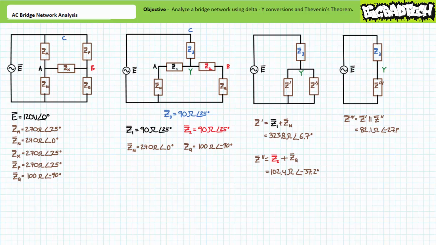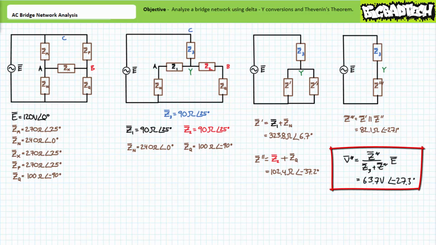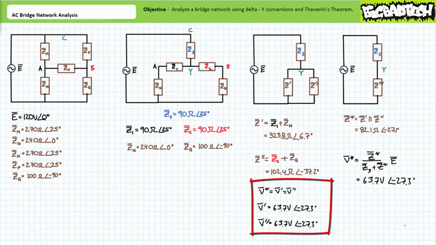This is a perfect setup for the voltage divider rule. Application of the voltage divider rule demonstrates that V triple prime is 63.7 volts at an angle of negative 27.3 degrees. Given V triple prime is the parallel combination of combined impedance Z single prime and Z double prime, and voltage across elements in parallel is the same, it can be said that V triple prime equals V single prime, which equals V double prime. V single prime is also 63.7 volts at an angle of negative 27.3 degrees, as is V double prime.